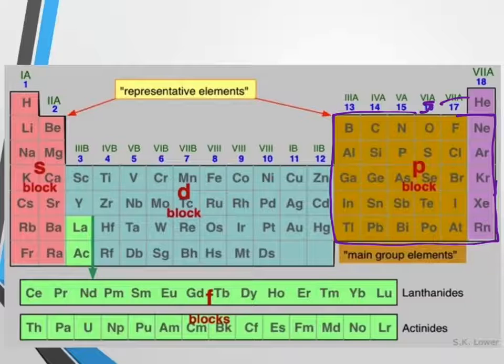Okay, so s, p, d, f. The last electron in each element ends up in a certain suborbital. So if I'm in the s block, my very last electron is going to be in the s suborbital. If I'm over here in the p block, my very last electrons are going to be in the p suborbital. If I land in the d block, my last electrons will be in the d suborbital.